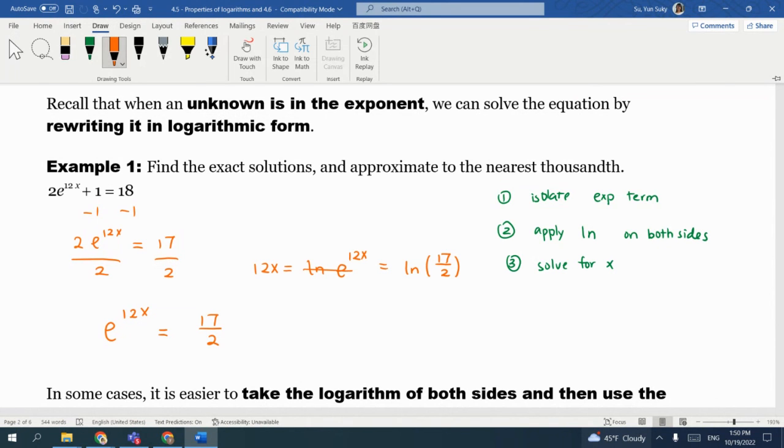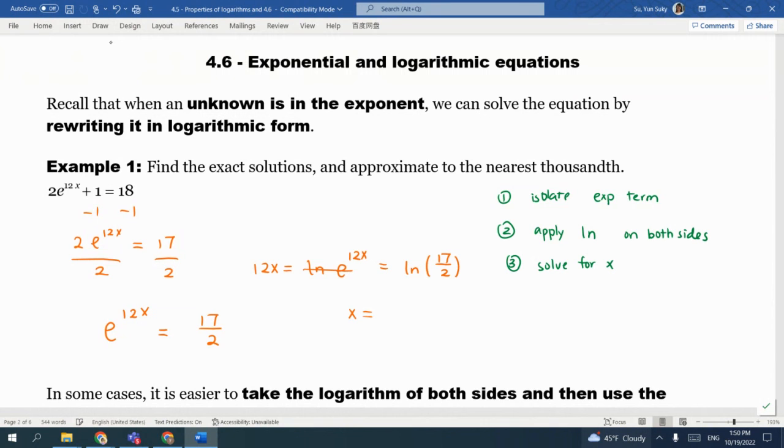What is x? We divide both sides by 12. So this is x. The problem says find the exact solution, so this is the exact solution. And also approximate to the nearest thousandth. So now you plug this in your calculator. What do you get?